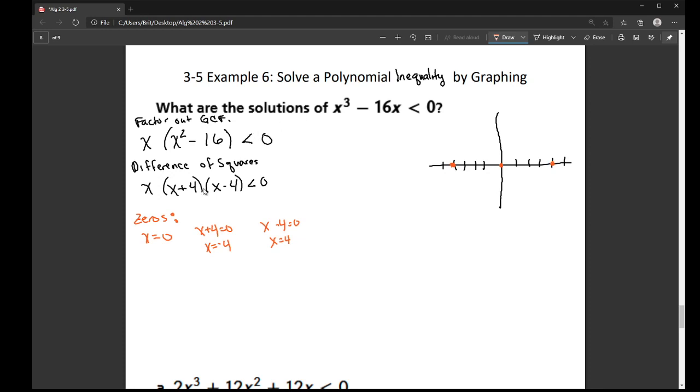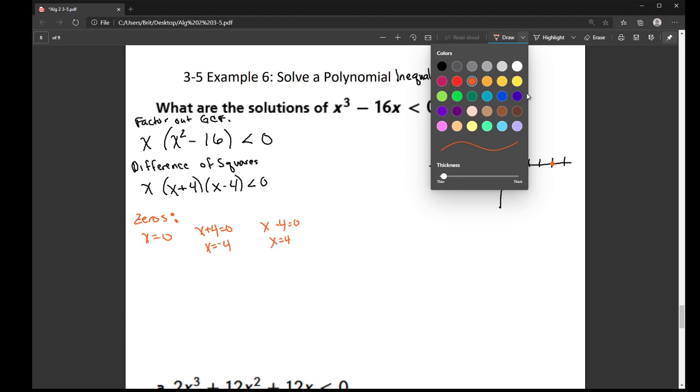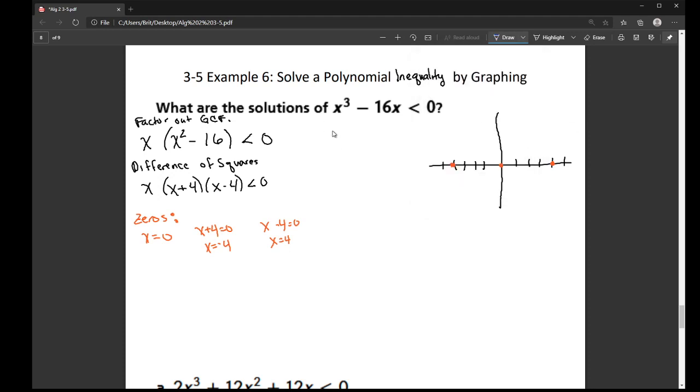So then what we need to do is we need to actually figure out the end behavior here and draw our graph in. So I'm going to check out my x cubed here. So my coefficient is a positive 1. So that means that the right side goes up like this. And then my exponent is 3, so the left side is opposite. So it's going to go down.